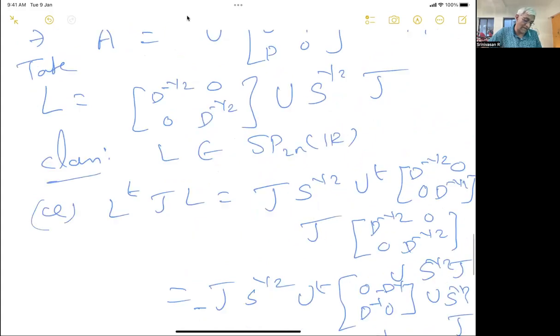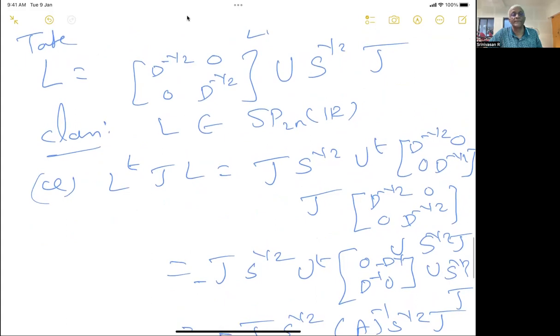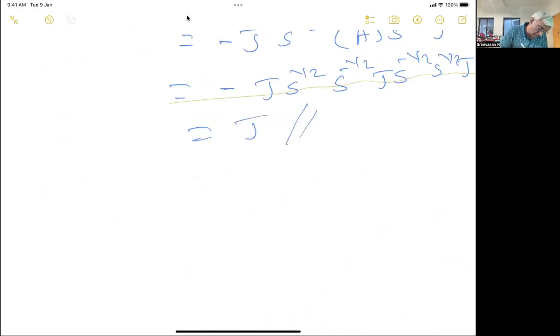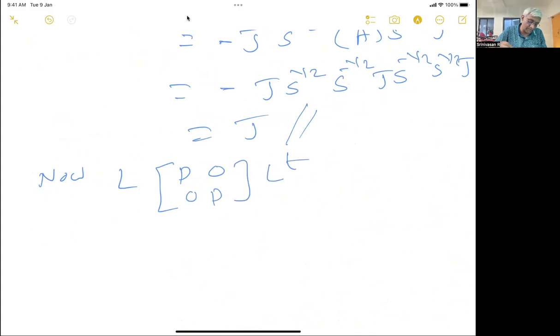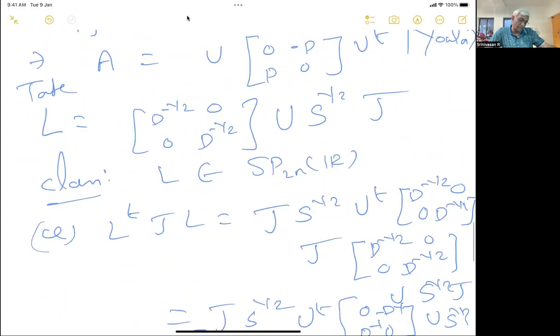So what is our L? L is this. Now we compute this: L, D 0 0 D, L transpose. That is what we want to compute. We want to prove that this is equal to S. Or we want to prove that L transpose, what have we got?